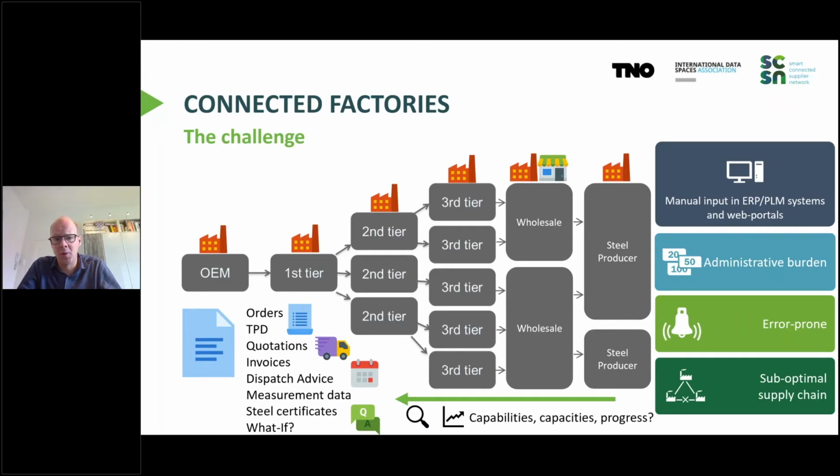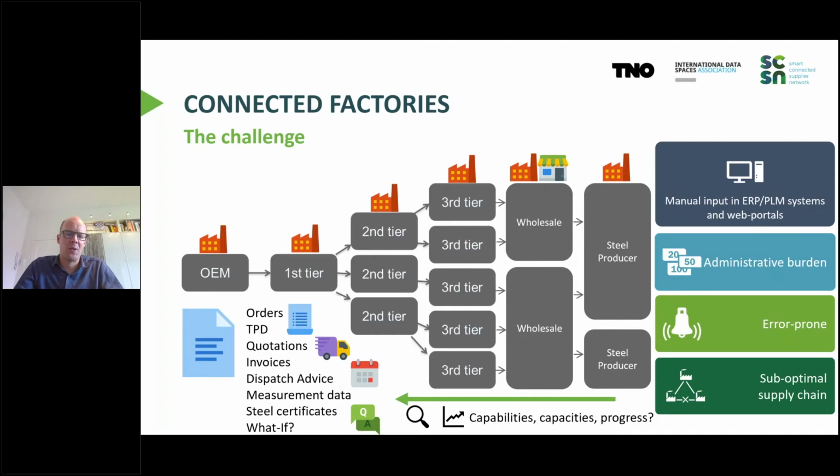Obviously, it is about order information. It is about technical product designs like 3D drawings, measurements, and it's not just from the top of the chain to the bottom, but it's also the other way around, because you also would like to share quality information, information about the progress of manufacturing.